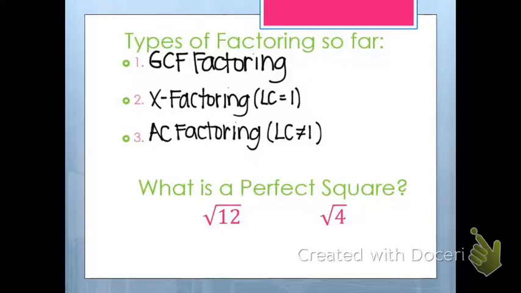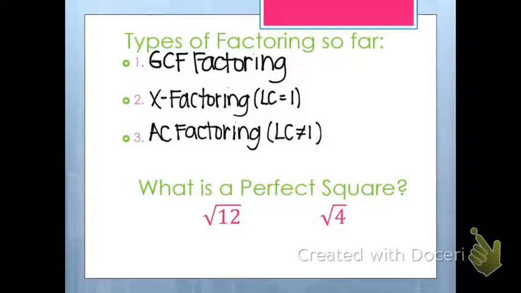Now, the next thing we need to make sure we're clear about before we move into the shortcuts today, a perfect square. We haven't talked about this in a while, so we might be going back far in our minds. But what is a perfect square? So put this in your notes, and I've given you 2 options. I've given you the square root of 12, and I've given you the square root of 4. My first question is this: is the square root of 12 a perfect square? Well, here's what I need to know. Is there a whole number times itself that will give us 12? No. That's not a perfect square.